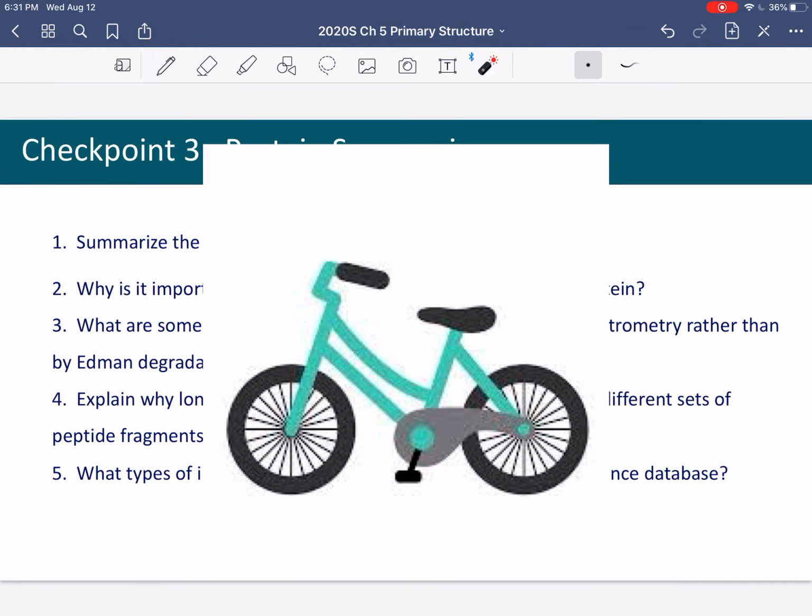And this, my bike, which tells me when I'm done, has covered checkpoint 3, which you can see in the slide sets, and check your understanding, your basic understanding of each of these different concepts that we've covered in the primary structure module. See you next time.